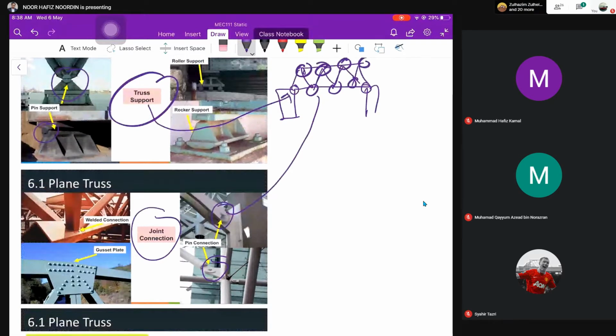So support ni kalau kita bina jambatan, kita punya overall structure tu yang kena pada structure lain, dia dua tu. Kalau jambatan tebing lah, situ kita panggil sebagai support. Boleh faham? Boleh je. Alright.